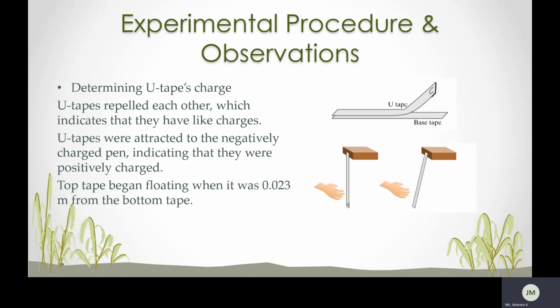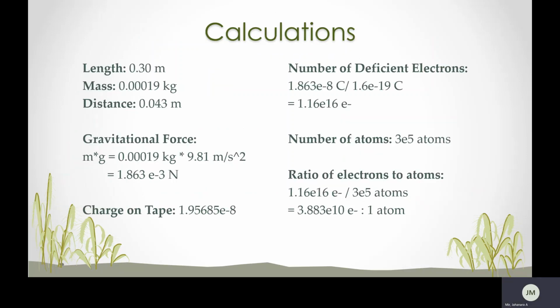For the second part of the experiment, we took one U-tape between two objects. For me, it was a book, and we placed another one underneath. We used the distance between the first tape and the second tape later on for a computational model. These are some of the length, mass, and distance values I found.